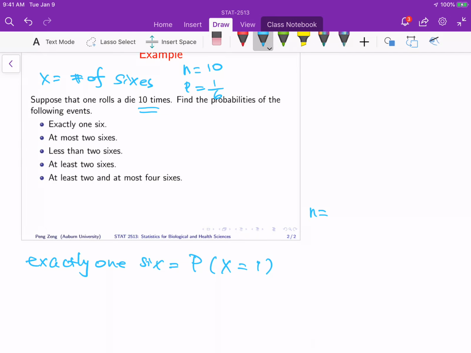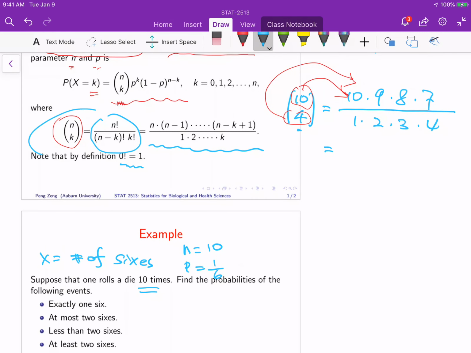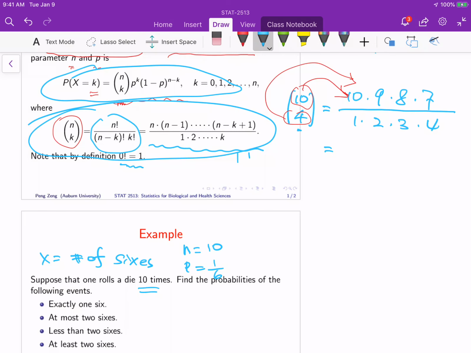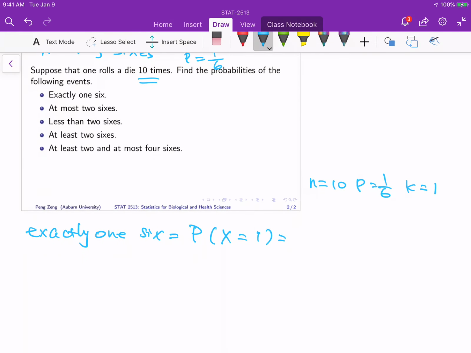So n equals 10, p equals 1/6, and k equals 1, right? Then you apply those numbers to the probability mass function. So this is 10 choose 1 times 1/6 to the power of 1, and 1 minus 1/6 to the power of n minus k.